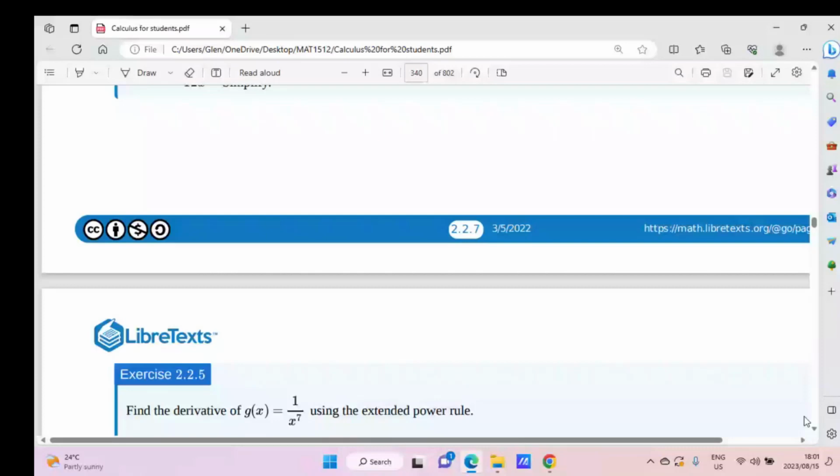Please find the derivative of g of x, which is equal to 1 over x to the power 7, using the extended power rule. Lerato, thank you. Who else? Sir, I don't know if it's me, but I don't see anything on the screen, sir. Done also. I was done.